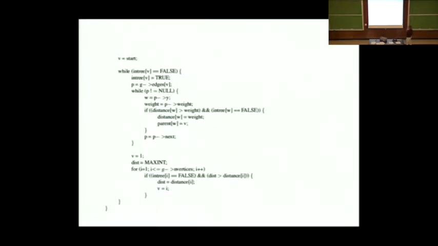Now, we're going to say, well, v is our starting vertex, so let's start. While v is not in the tree, let's add v to the tree. Does everybody see that? I guess I can go to my laser pointer. Hold on.